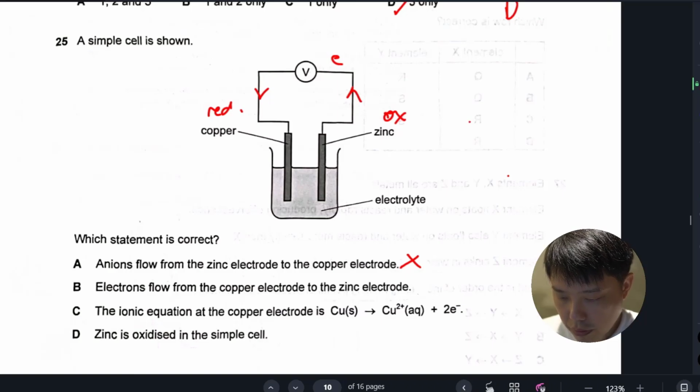Electrons flow from copper to, okay, this is also wrong. Ionic equation is the oxidation of copper. This is wrong. Zinc is oxidized. Absolutely correct. Our answer here is D.